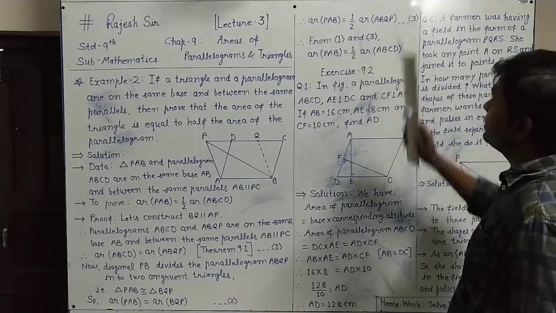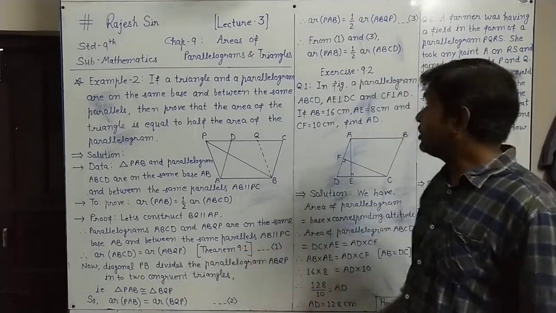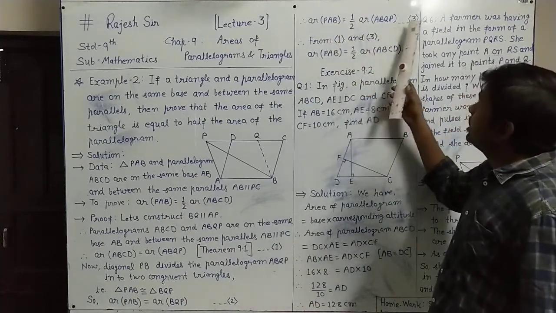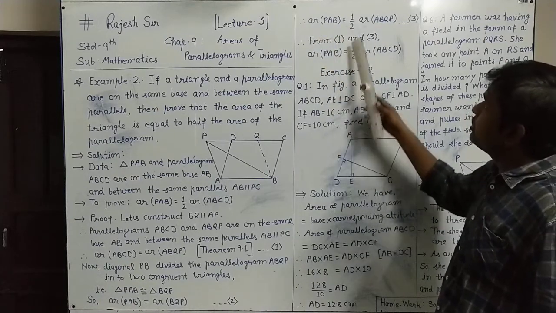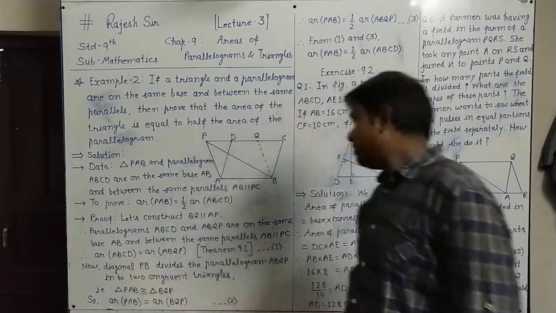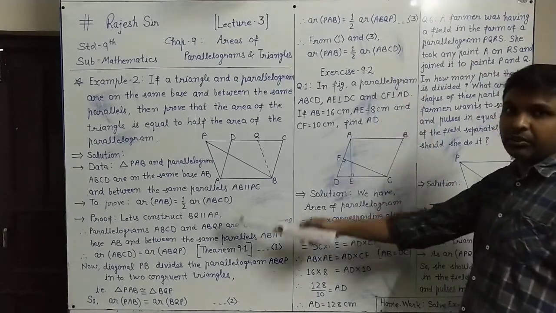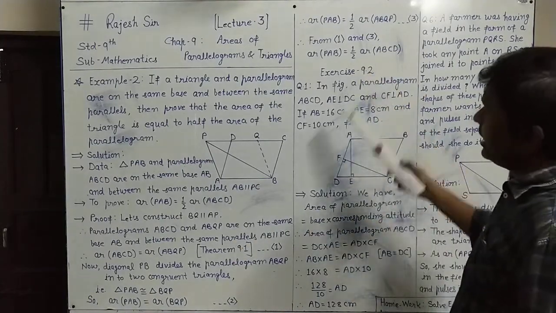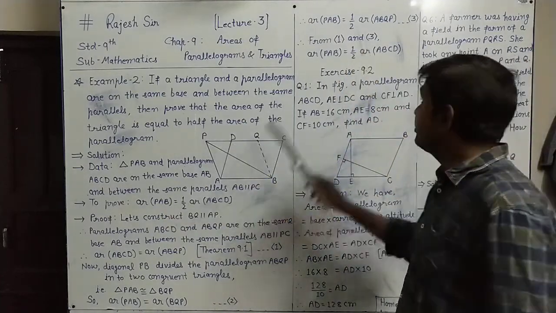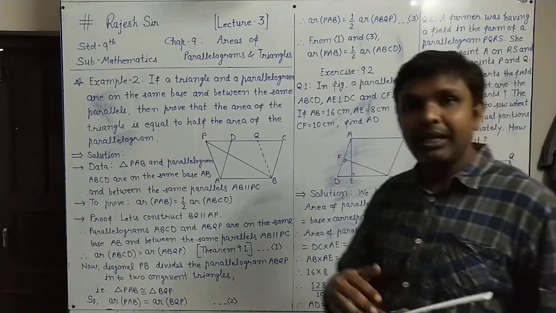Now from 1 and 3: from 1, area of ABCD equals area of ABQP, and in 3 we have area of PAB equals half of area of ABQP. In result 3, the left side area of PAB equals half of area of ABQP, which can be written as area of ABCD from 1. So we have written ABQP as ABCD because they are equal in result 1. Hence the proof: area of triangle PAB equals half of the area of parallelogram ABCD, and both are on the same base and between the same parallels.